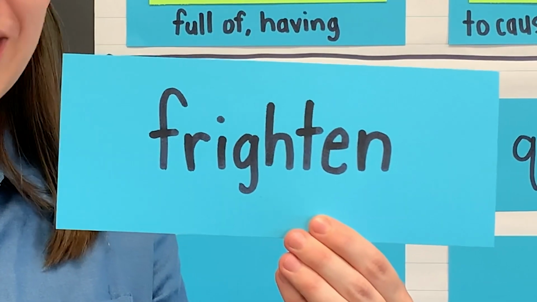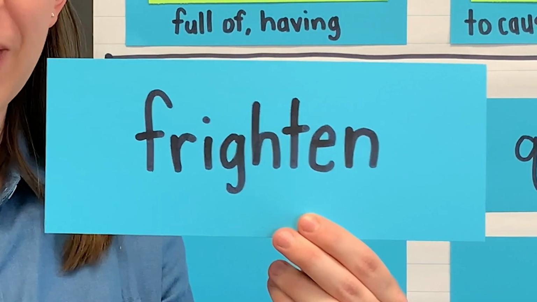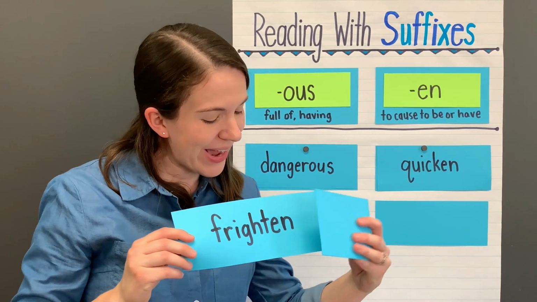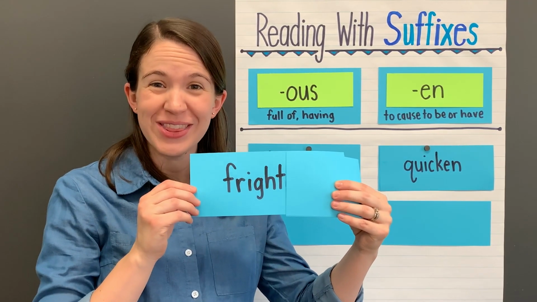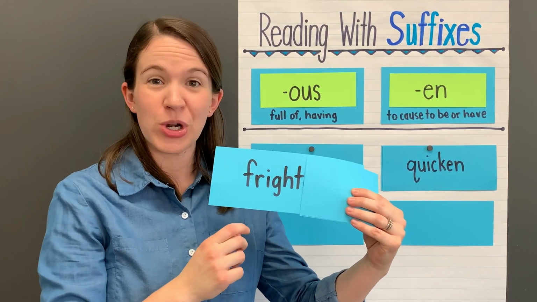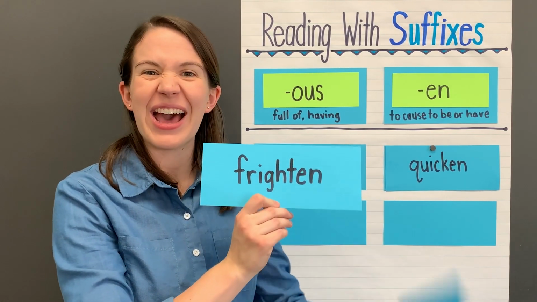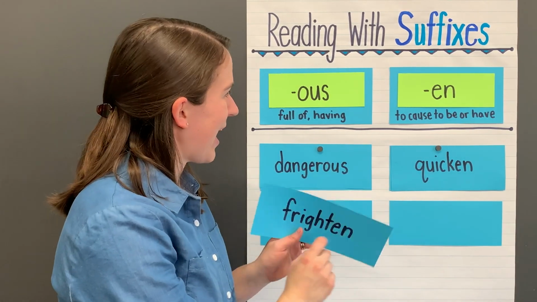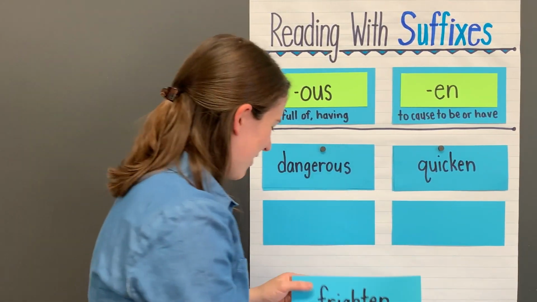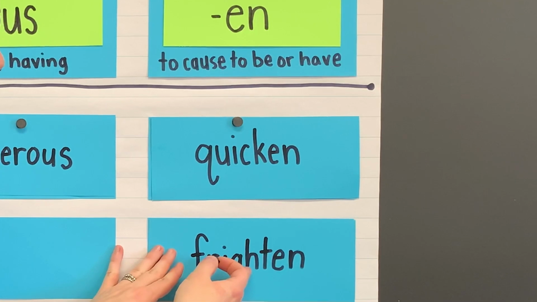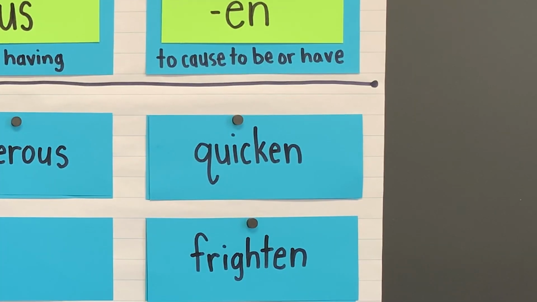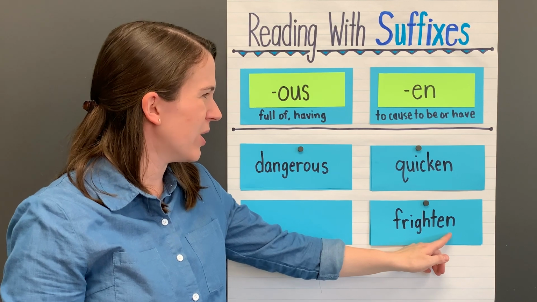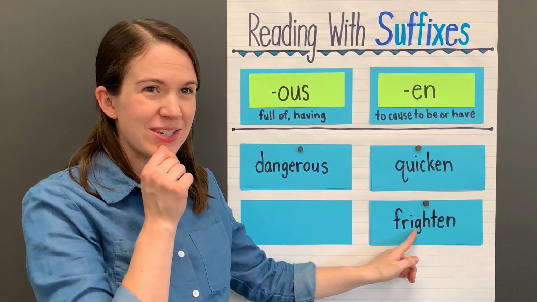Frighten. This word is frighten. Now, when we look at this word, we can remember that it's okay to read this in two parts by taking away the suffix, reading the base word that we have, fright, and then adding the suffix later, in, frighten. Frighten has the en suffix, which can mean to cause, to be, or have. So frighten must mean to cause something to be fright.